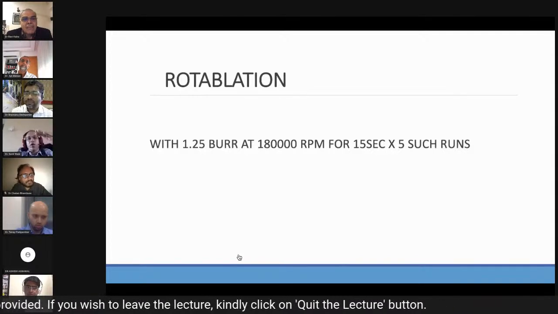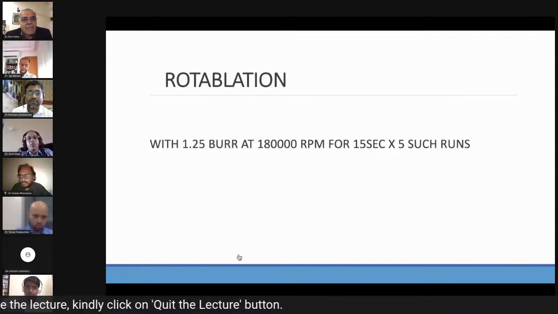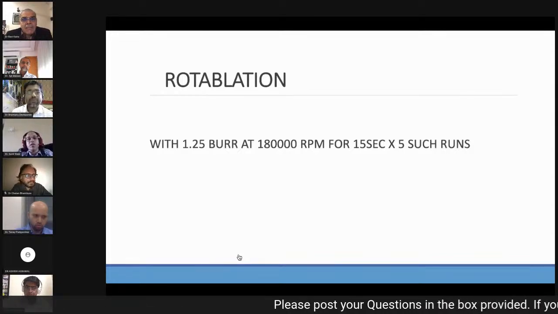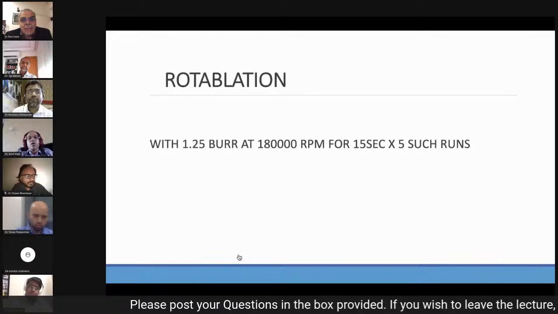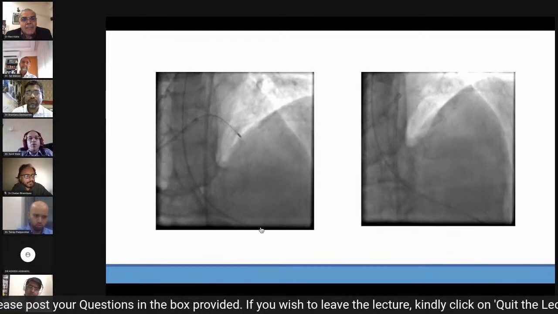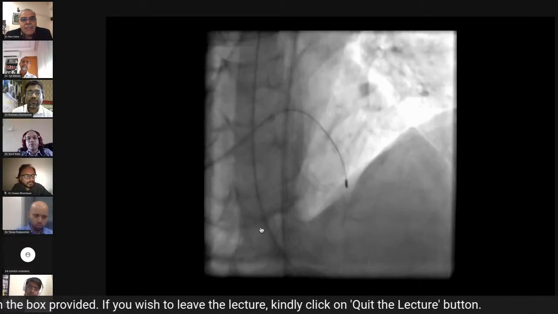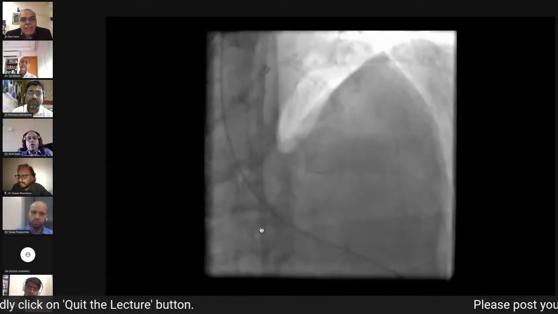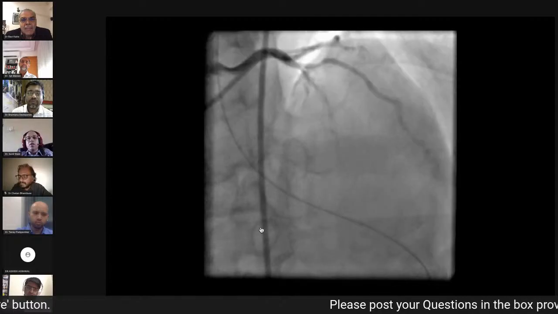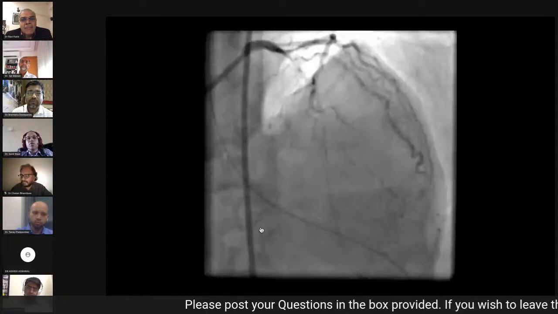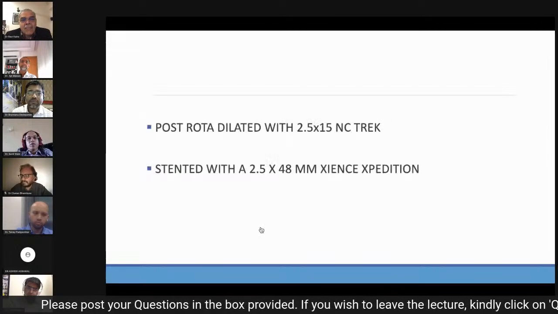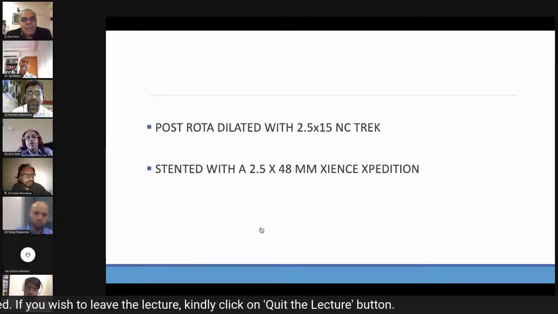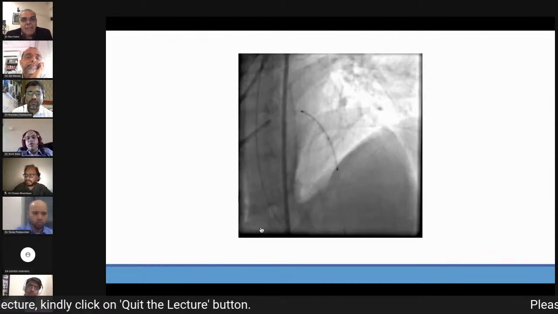In the calcific CTO, I feel that one should go initially with the smaller size burr, as Dr. Ajit Menon has already said. Go with the smaller burr and then up-titrate as you wish, and you go with small pecking movements, but you don't see really a good distal flow, and the artery doesn't look that good. So we post-dilated with a 2.5 by 15 and stented with a 2.5 by 48 millimeter everolimus eluting stent.